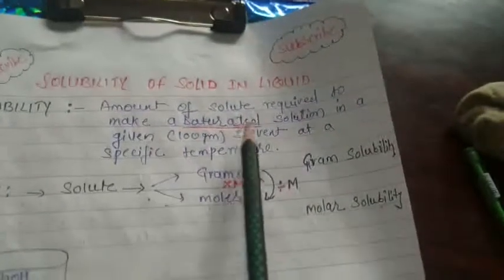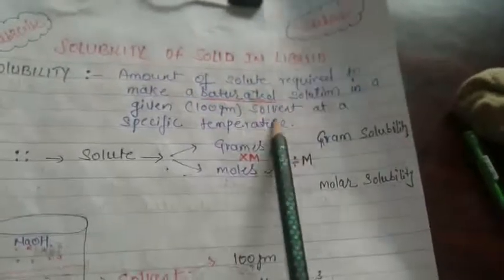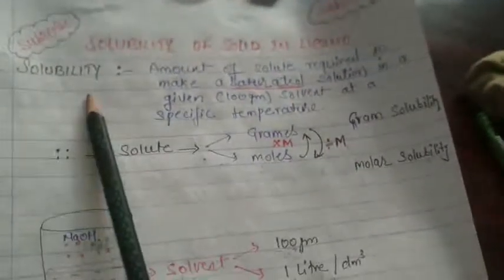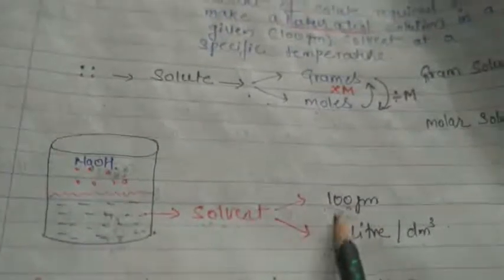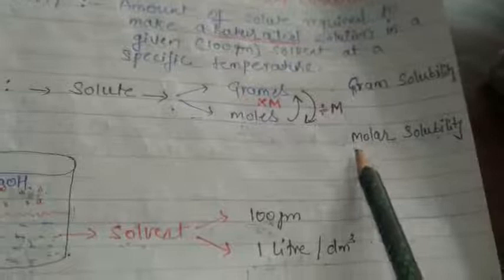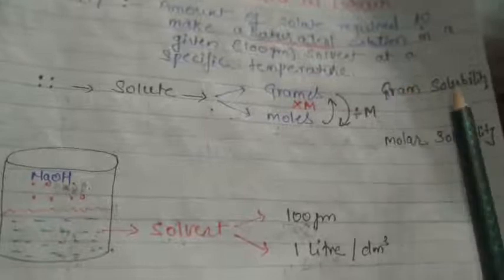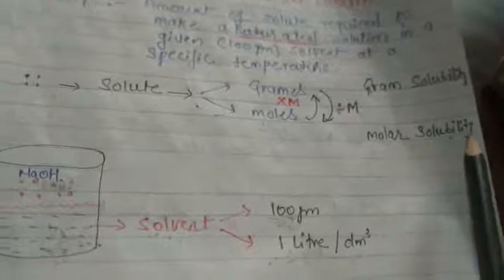Means amount of solute required to make a saturated solution in a given 100 gram solvent at a specific temperature is known as its solubility. Solute may be present in grams or in moles. Similarly, solvent we can take in 100 gram or 1 liter. Solubility can be expressed in the form of gram solubility or in molar solubility. If solute is present in grams, then it is known as gram solubility, and if it is present in moles, then it is known as molar solubility.